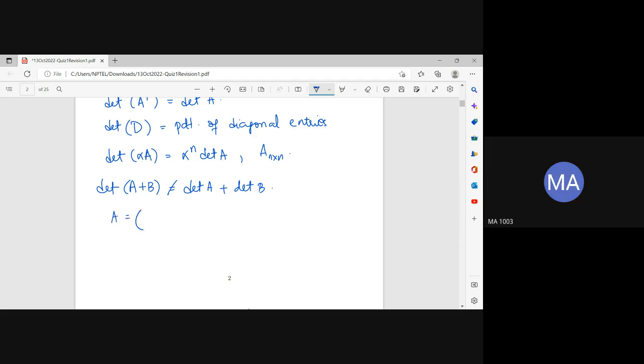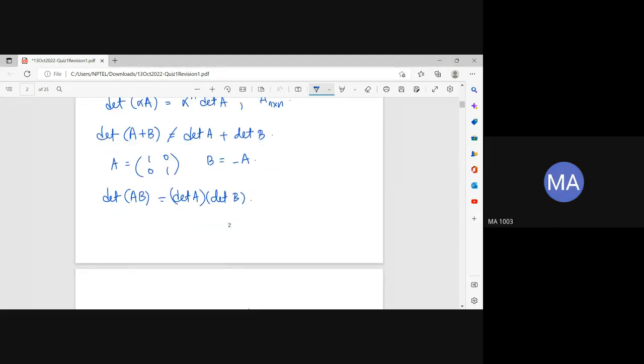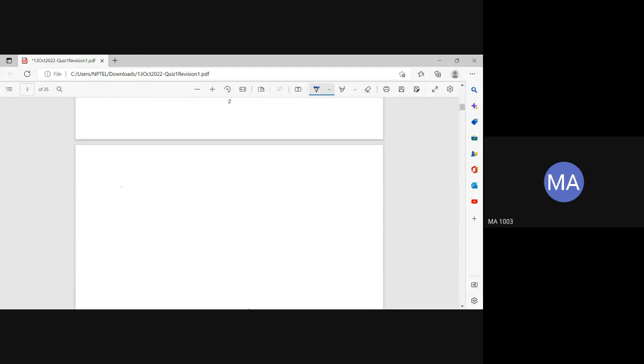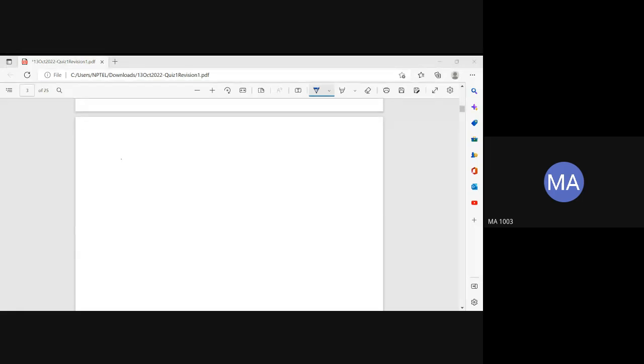This is not equal, right? Take A is equal to 1, 0, 0, 1. B is equal to minus A. Determinant of A plus B is 0, but determinant of A is 1 and determinant of B is also 1. Fine. So this cannot be told. But what we can tell is, what is the determinant of AB? Determinant of A into determinant of B. Okay. Then these are what we know about determinants. Okay. What is a system of linear equations?